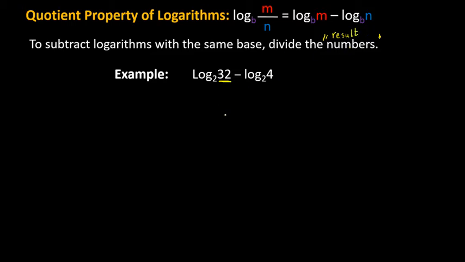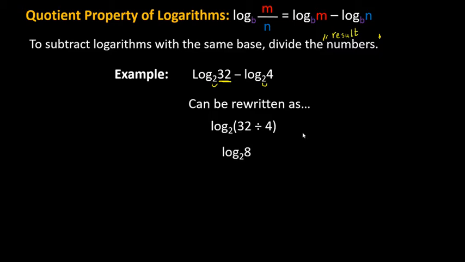Divide the result. So if I had log base 2 of 32 minus log base 2 of 4, first I would note that they have the same base, and that lets me know that I can combine them like this. I can write log base 2 of 32 divided by 4. What's 32 divided by 4? It's 8. Log base 2 of 8, I'll rewrite in exponential form. So 2 is my base, x is my exponent, 8 is my result. 2 to the what equals 8? 3, right? 2 to the third power.